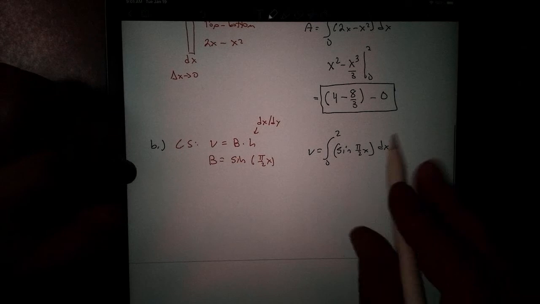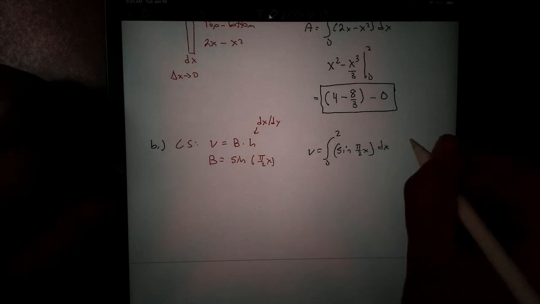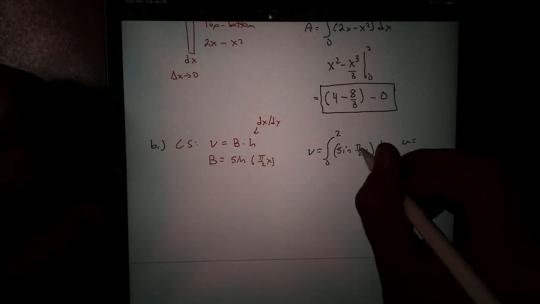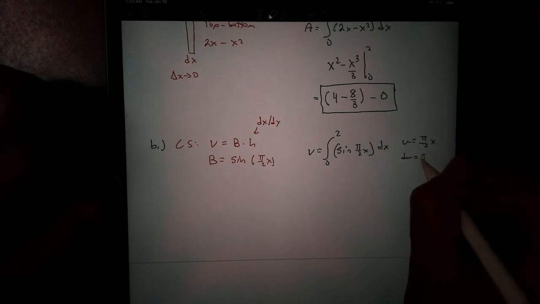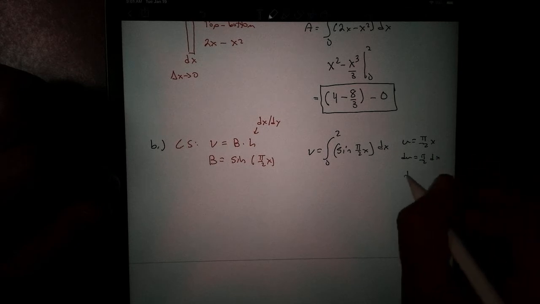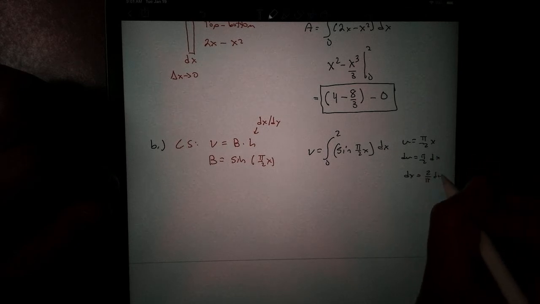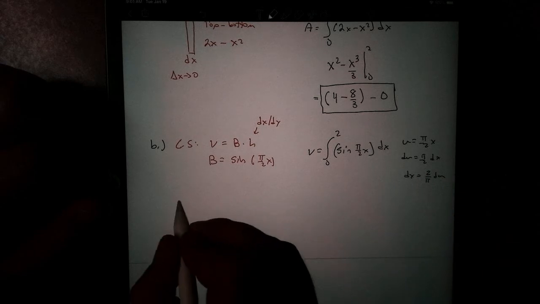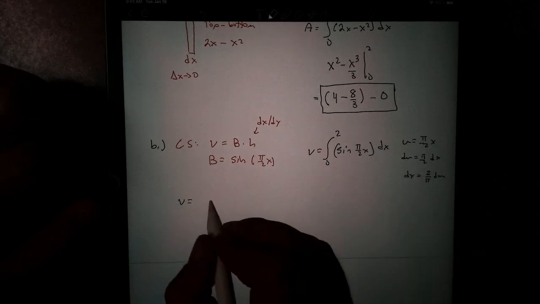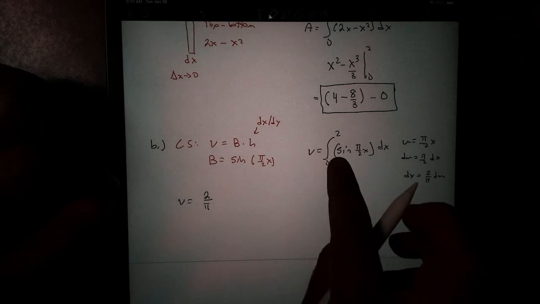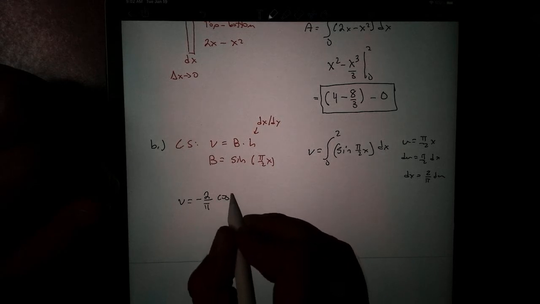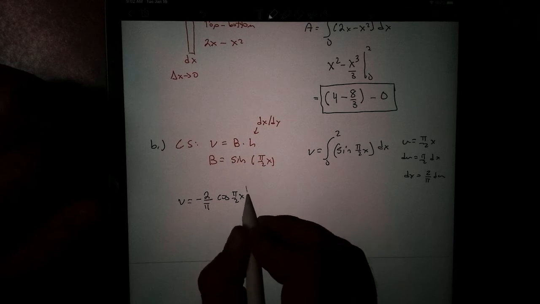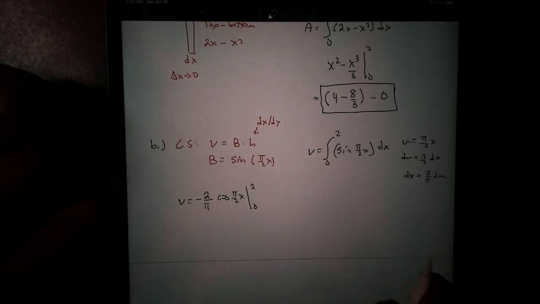This one's not very pretty for us, so we are going to have to use u substitution. My u is going to be pi over 2x. My du would be pi over 2 dx, giving me dx is 2 over pi du. I can evaluate that a little quickly now. My volume is then going to be, I can factor out my constant, 2 over pi. The antiderivative of sine is negative cosine, so we're going to get negative cosine of pi over 2x, from 0 to 2.